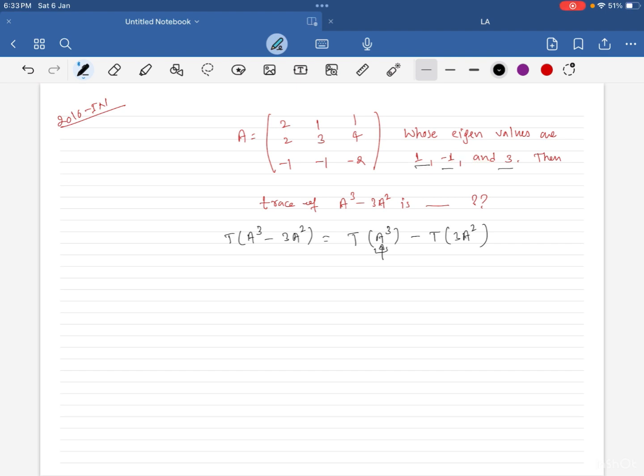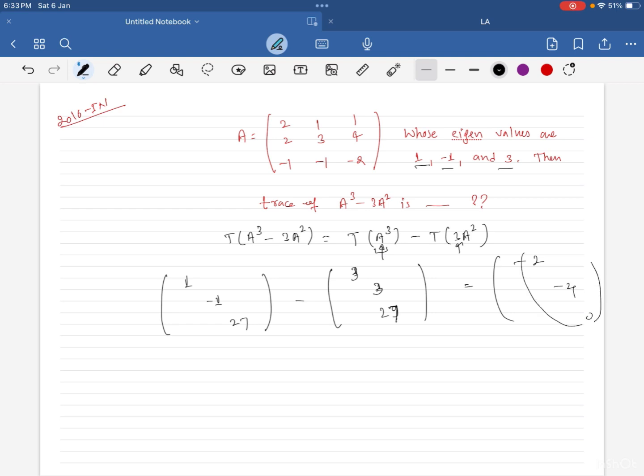So we have been given the eigenvalues of this matrix. For A cube the diagonal elements would be 1, minus 1 and 27, and for this A square it would be 1, 1, 9. But we have to look for 3A square, so 3 will get multiplied with every element, so it would be 3, 3 and 27, right? Now we will have to take this difference, so we will have minus 2 and 1 minus 3, that is minus 4, and here we will have 0.